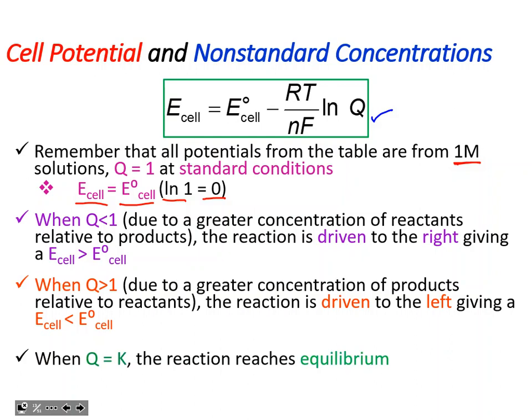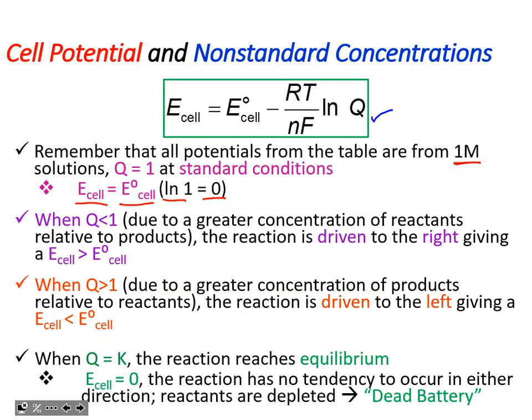And don't forget, at equilibrium, Q and K are equal, which means, what does that mean? That means that the reaction has no tendency to occur in either direction, so there's no flow of electrons. The reactants are depleted, so the electrons can't flow in one direction, and they've all gone down to a free energy of 0. You basically have yourself a dead battery where you do not have a flow of electrons. So all this stuff up here is important, especially in the next set of practice problems that we're going to do.